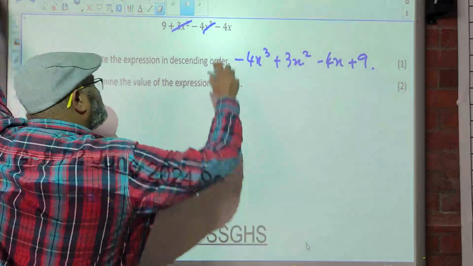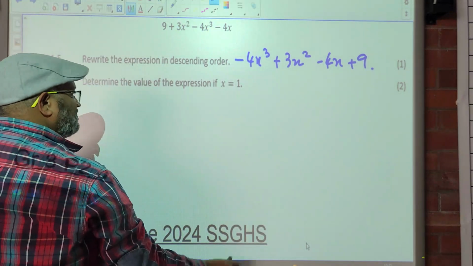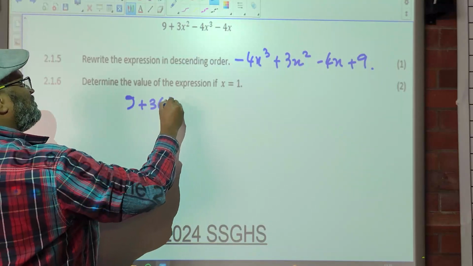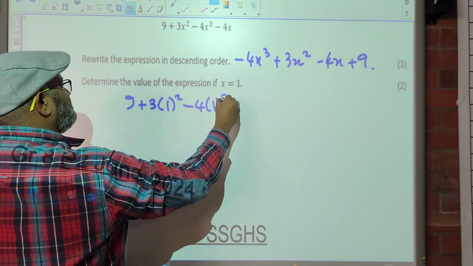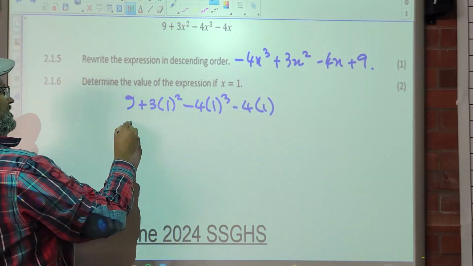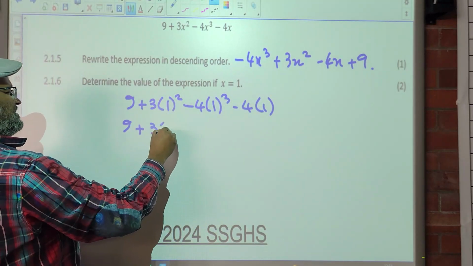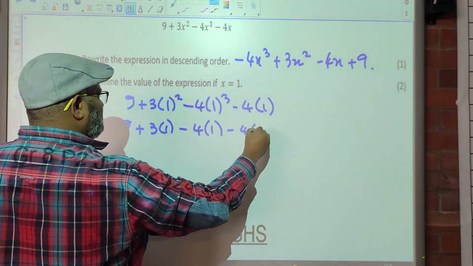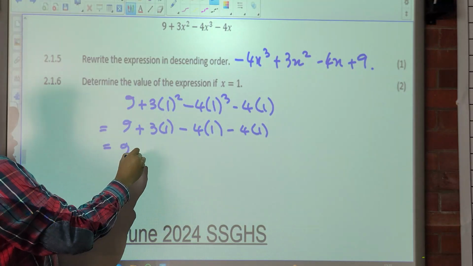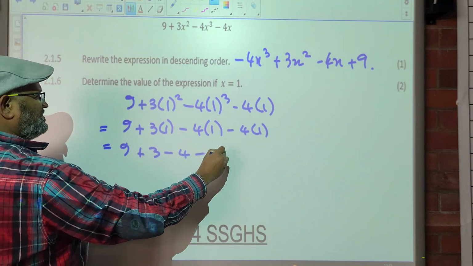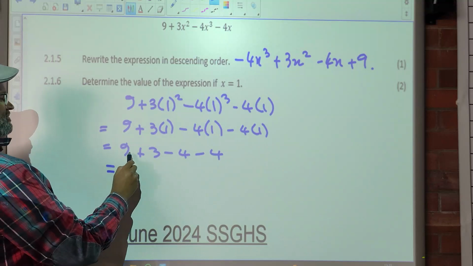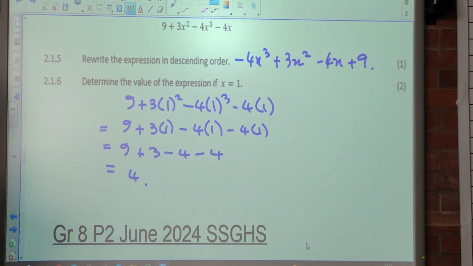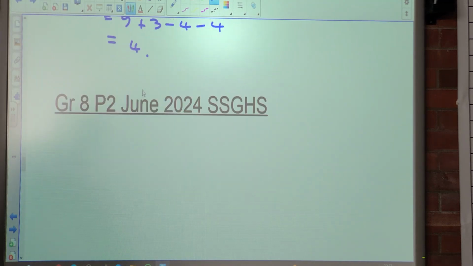Alright, so in number 2.1.6, the question says determine the value of the expression for x equal to 1. So wherever I see x, I put a 1. So it's 9 plus 3 times 1 squared minus 4 times 1 cubed minus 4 times 1. 1 squared is 1, so it's 3 times 1, 1 cubed is also 1, minus 4 times 1. So that will simply be 9 plus 3 minus 4 minus 4. So 9 plus 3 is 12, minus 4 is 8, minus 4 is 4. The answer is 4. Next.